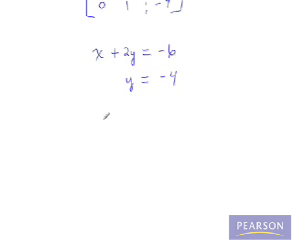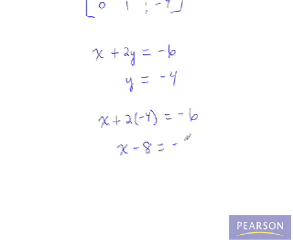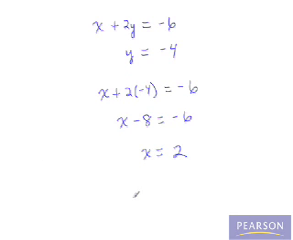Y is negative 4. Now we'll get x. So x plus 2y, 2 times negative 4, is equal to negative 6. 2 times negative 4 is negative 8, so we have x minus 8 is equal to negative 6. And now we will add 8 to both sides, giving us x equals positive 2. So the solution to this system of equations using the row echelon method would be 2, negative 4. Final answer, 2, negative 4.